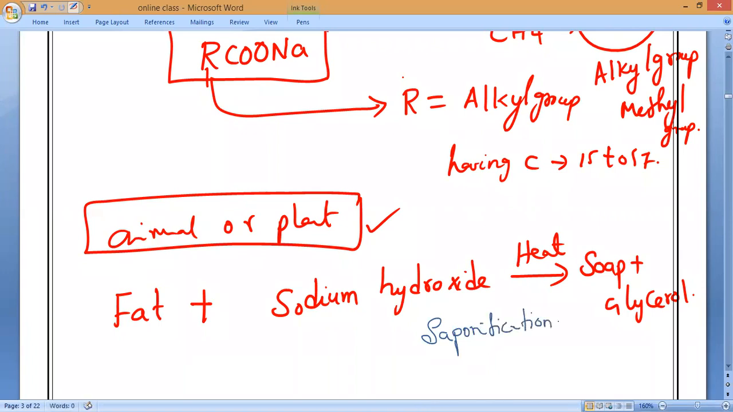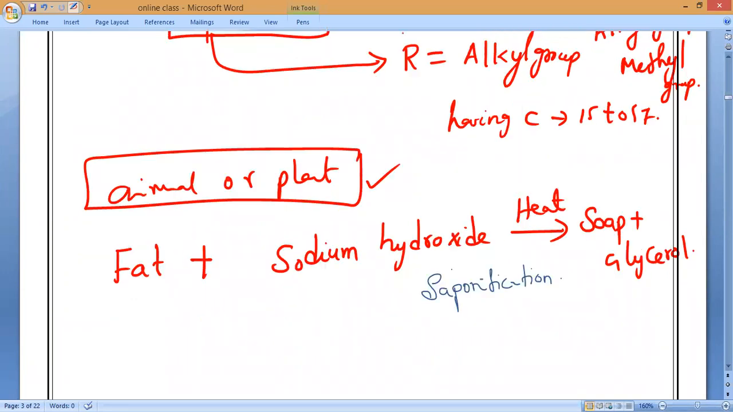So this is the preparation of soap. Other than this, you don't need the structures and all, as nothing will come at our class 10 level. Just remember the preparation of soap from animal or plant fat reacting with concentrated sodium hydroxide or potassium hydroxide. During this reaction, soap and glycerin are formed. This soap formation is a hydrolysis reaction. Hydrolysis of fats and oils with alkalis is called the saponification reaction.